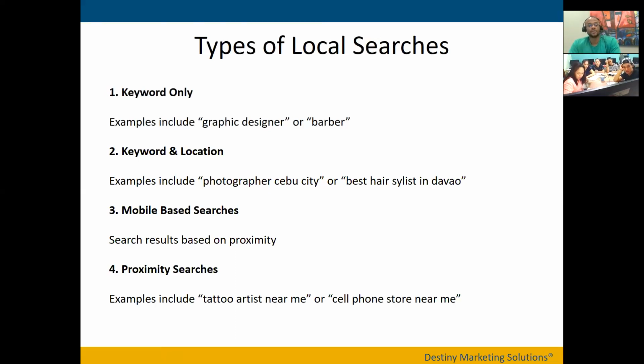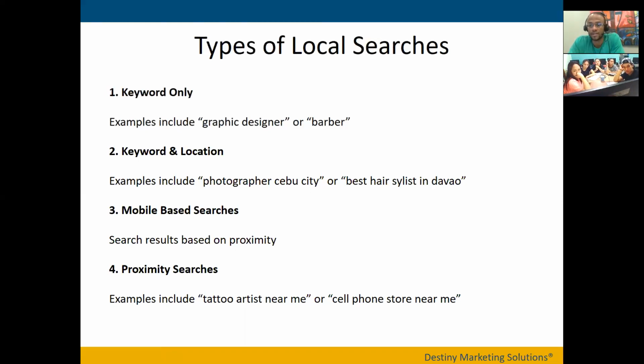And then the fourth type of search is a proximity search. This is when you're not sure. Maybe you're in a new city, so you don't really know the area, and you want to get a tattoo while you're traveling. Maybe you messed up your cell phone, so you're looking for a cell phone store to repair it. So you're going to add "near me" at the end of the search to find the service you're looking for and find a service provider that's near you.